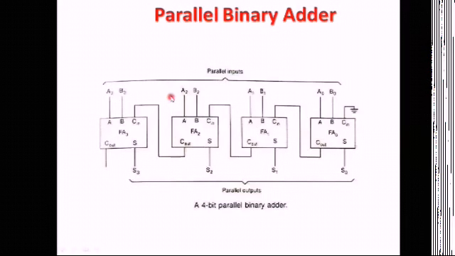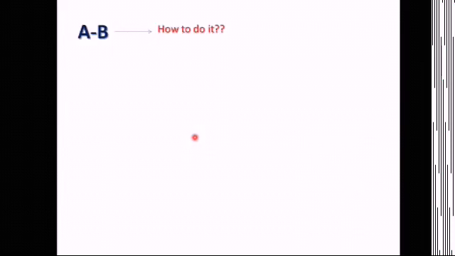Next, as we have designed a 4-bit parallel binary adder, we want to design a circuit where there will be addition also and subtraction also. How to design it? Let us see. Before designing it, there are few questions that should be coming in your mind. Suppose there is a subtraction like this, A minus B. How to do it? Suppose A is the subtrahend and B is the minuend. So how to do this? First let us see how we are doing it.